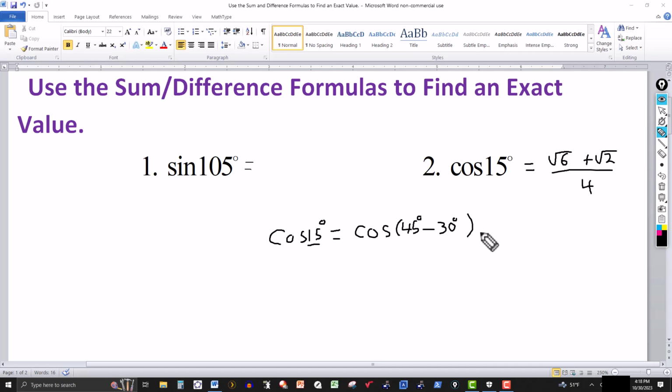And then we expand using the cosine of the difference of the angles A minus B. And if you do that and compute, you should get the same answer.